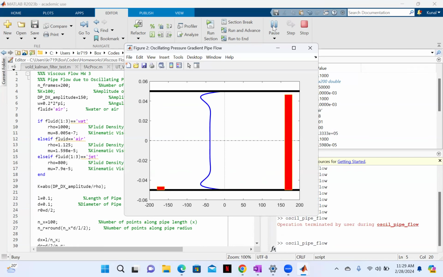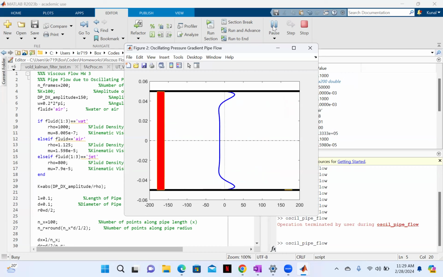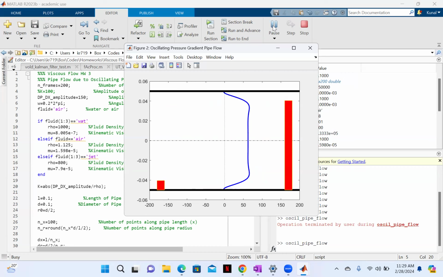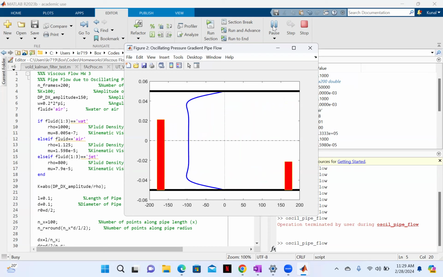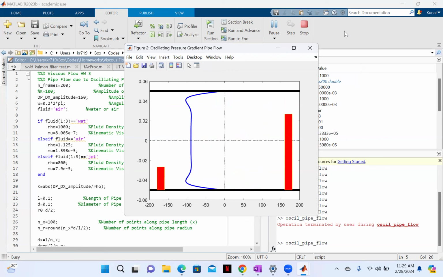You see that whenever the pressure is higher on the right side, at its maximum on the right side, the velocity is close to 0. Which means that there's a 90 degrees phase lag between the velocity and the pressure gradient.